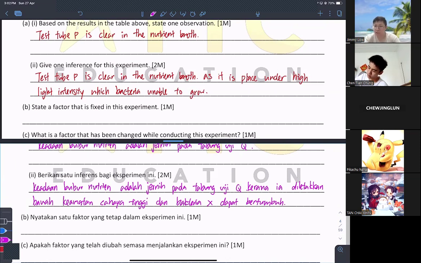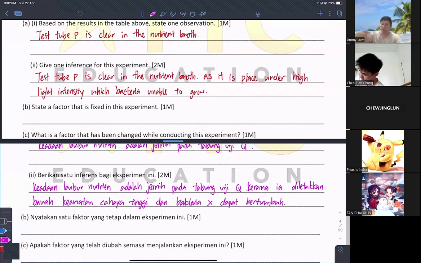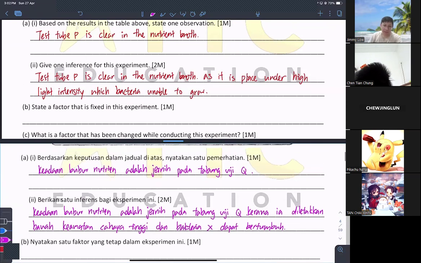Okay, you would like to say it is exposed to lower light intensity that encourages the growth of bacteria. Can I? Sure, this one can be acceptable. I mean, this one is acceptable as well. So we have a student say, can I write, it is exposed to lower light intensity that encourages the growth of bacteria. This is actually correct as well. Based on your observation, you write it this way. Sure. Okay, but try to make it connected.